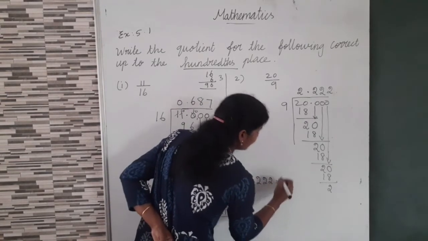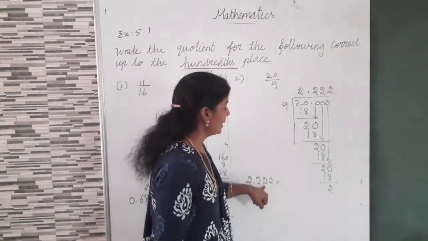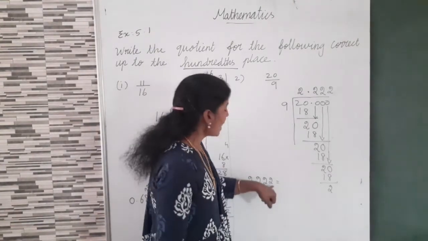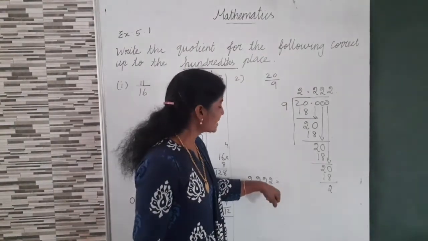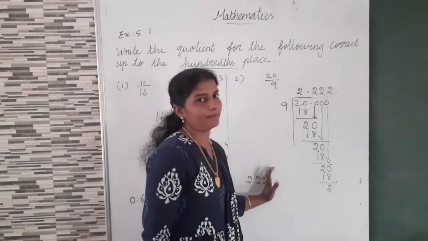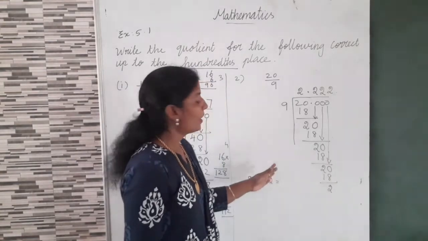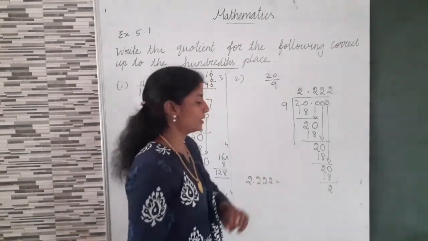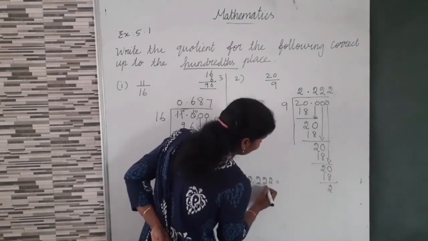2.222 is equal to... Now listen here, up to the hundredths place we need. We can see the thousandths place has a digit less than 5, isn't it? Less than 5. So we can remove this n plus 1th term. Remove this n plus 1th term, and any other significant figures that are there, we can remove them. Okay? Omit it.